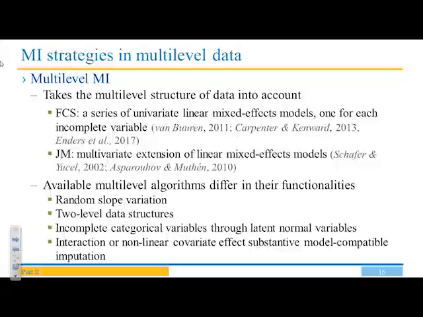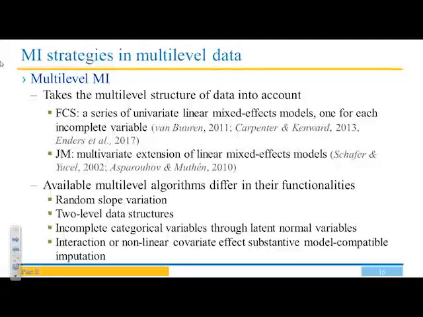But multi-level multiple imputation strategies are designed for accounting for the multi-level structure of the data in the imputation model. Similar to what I explained before, you can implement these multi-level procedures within the FCS and JM framework. Most implementations of the FCS-based methods are based on a series of univariate linear mixed effect models, one for each incomplete variable, and most implementations of the joint model imputation use a multivariate extension of a linear mixed effect model.